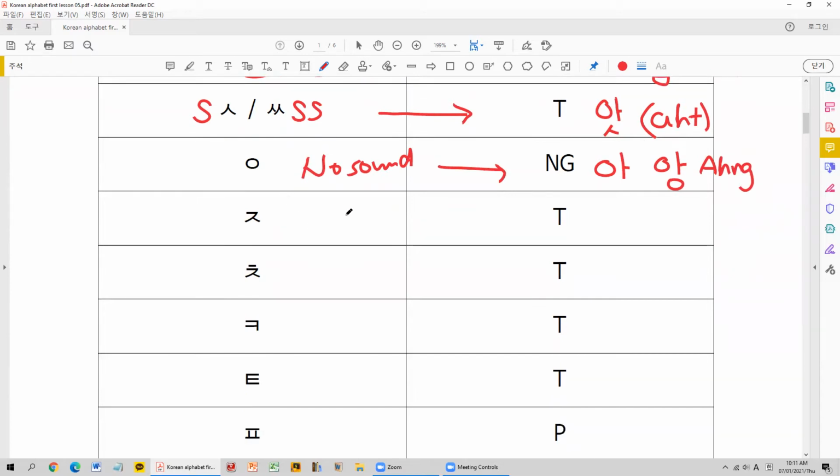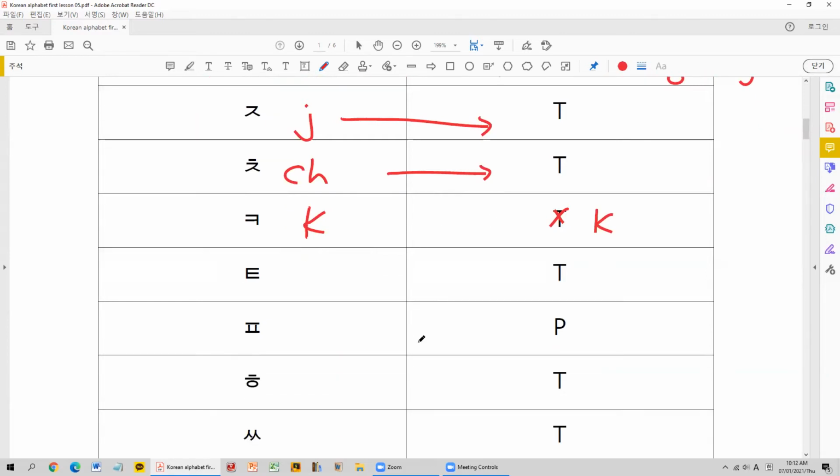So usually this is a J sound, but it changes to a T sound. This is usually a CH sound, but it changes to a T sound. This is a K sound, but sorry, this is a mistake. So this is a K sound. K sound doesn't change. And then this is a T sound. So of course, T sound is T sound. This is a P sound, no change. This is usually an H sound.